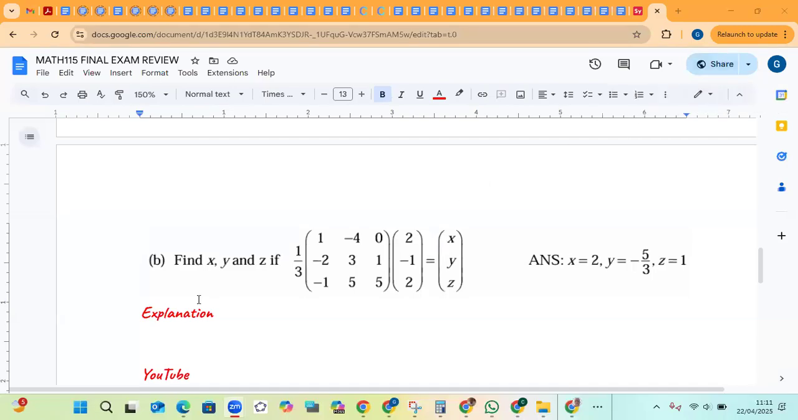In this recording, we are going to discuss how to answer this question part B. Here you have a third multiplied to a 3 by 3 matrix, in turn multiplied to a column matrix. So the third now is a scalar. It will scale down our final answer by a third, like divided by 3. But we first have to multiply.